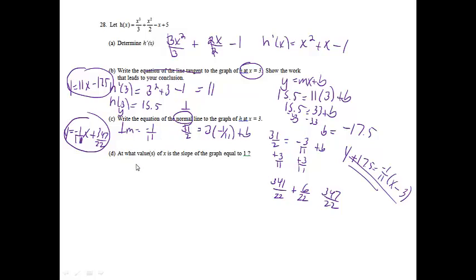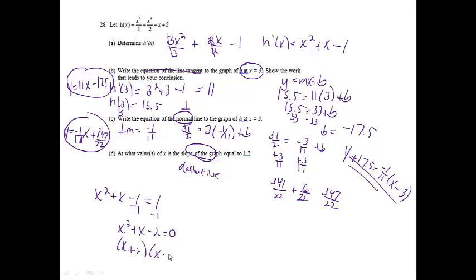Okay, part D, it says at what value of x is the slope of the graph equal to 1? Well, slope of the graph means the derivative. So this question is asking at what x value is the derivative equal to 1? So I'm just going to take the derivative and simply set it equal to 1. So now from here, since I see a quadratic, I'm going to subtract 1 from both sides. So now I have x squared plus x minus 2 equals 0. And then I'm going to solve that for x. I'm going to factor. That will factor as x plus 2 times x minus 1. And now I can use the zero product property and say that the x values that will have a slope of the graph equal to 1 will be x equals negative 2 and x equals 1.